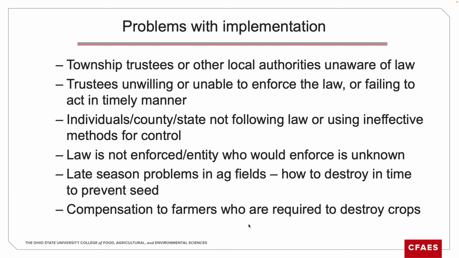Here's one that's come up several times. Late season problems in ag fields where maybe in August, for example, you find water hemp or palmer in neighbors' fields and you don't really want to have to deal with that and don't want the seed coming into your field. How to get the whole law implemented and make all that work and destroy the weeds in time to prevent seed. And that's been an issue. There's been a number of cases I've seen where the plants actually went to seed by the time anyone did what they were supposed to.